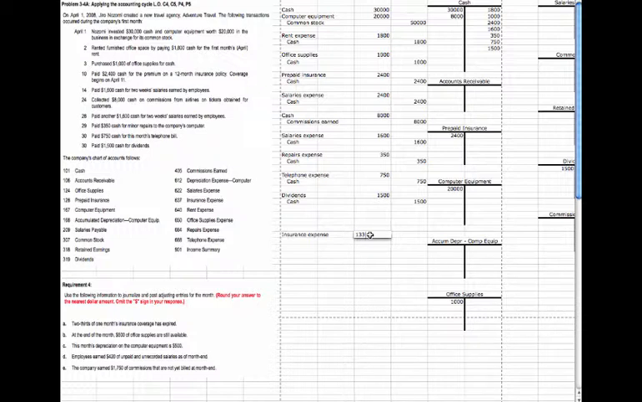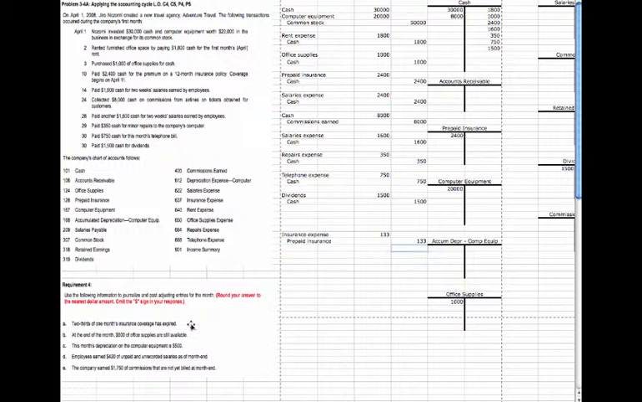it's $2,400 for 12 months divided by 12 to give you your monthly, and then take 2/3 of it, because it says that 2/3 of 1 month is expired for the period. If we recognize that we've gotten the benefit of 2/3 of 1 month, we also have to reduce our prepaid insurance by the corresponding amount of $133.